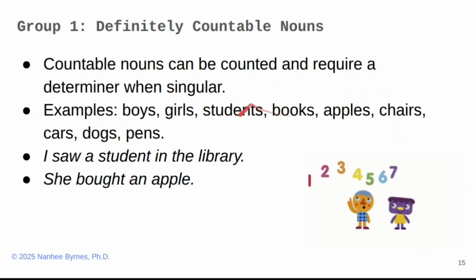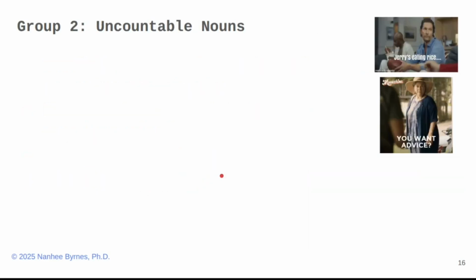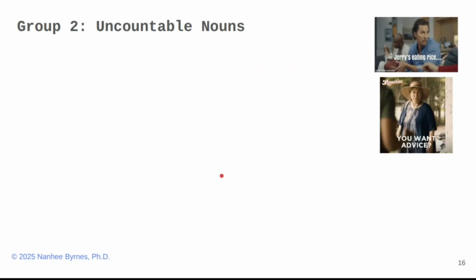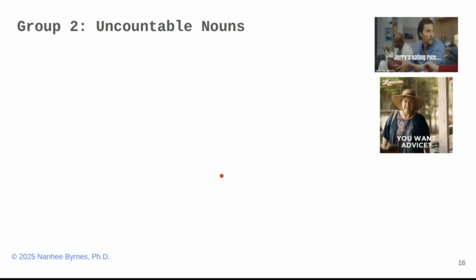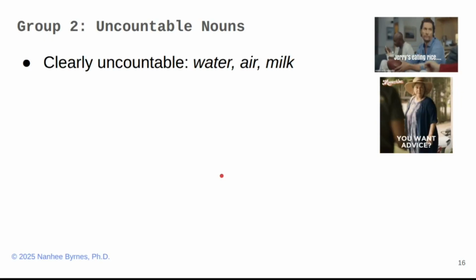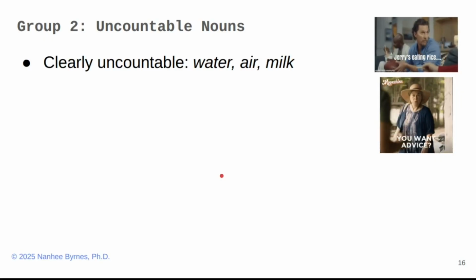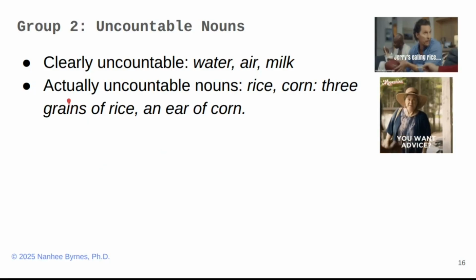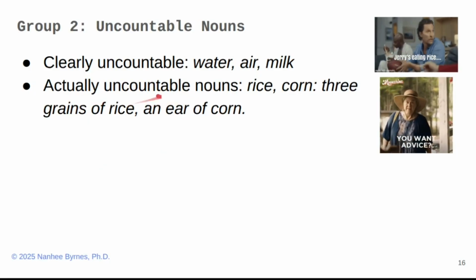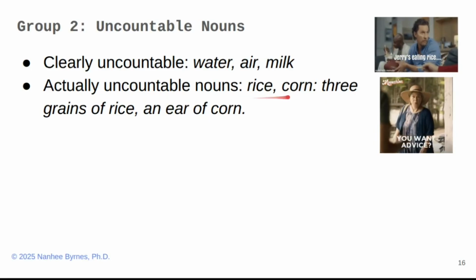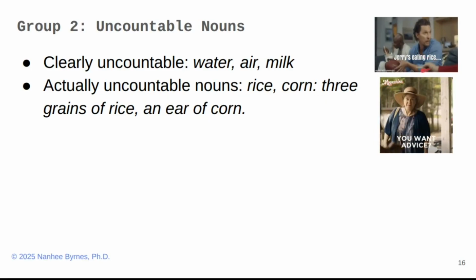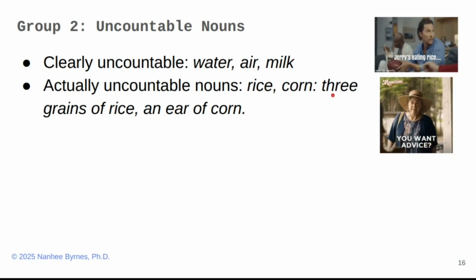Group 2. Uncountable nouns. Some nouns are almost always uncountable. These cannot be counted individually. Think water, air, or milk. However, some nouns might look like they are countable, but in English, they are uncountable. Take rice or corn, for example. You cannot say a rice or a corn. Instead, you need a counting unit, 3 grains of rice or an ear of corn.